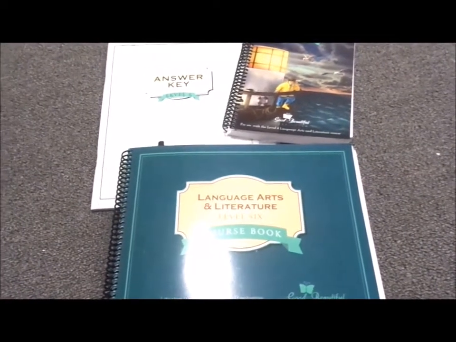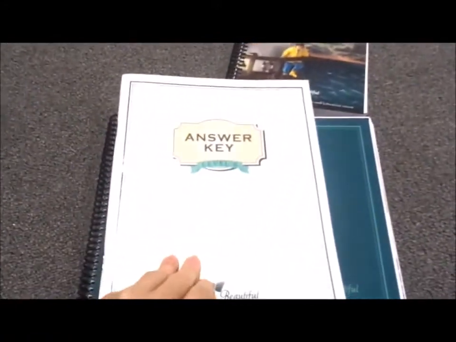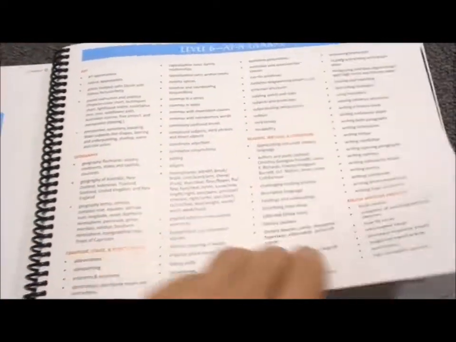Level 6 is set up just a little bit differently. Instead of the course companion, you have an answer key with all of the answers in it. And the course at a glance is found right here in the very front of the book. Your daily checklist is here. It tells you what all is going to be found in this book.